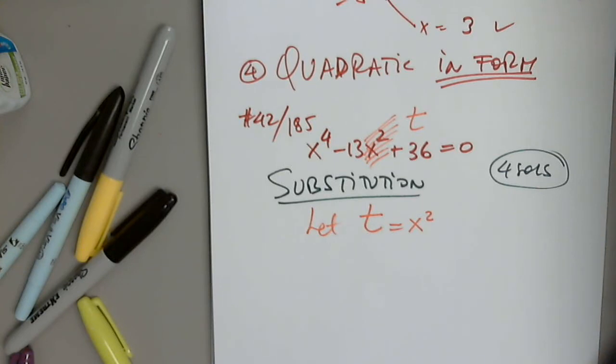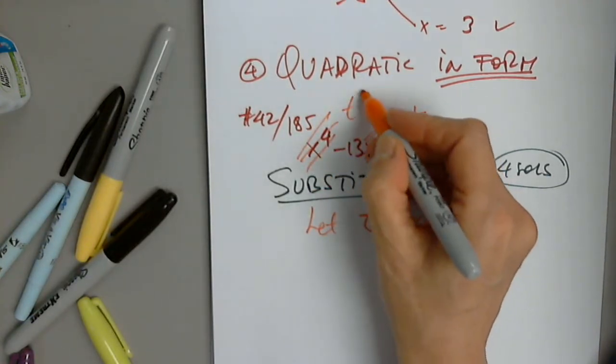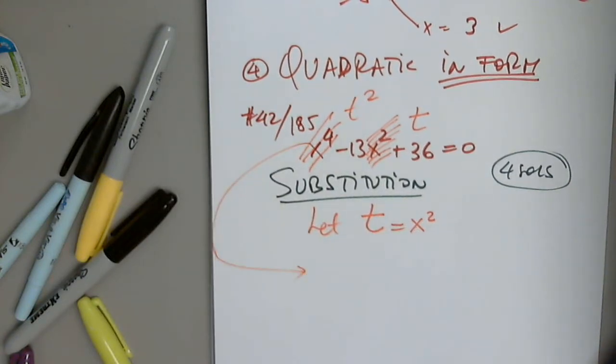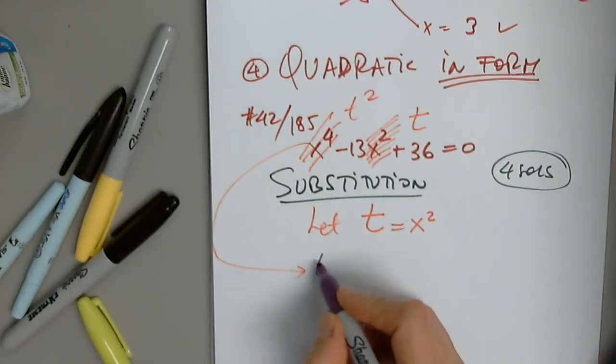If t is x squared, is t squared x to the 4th? It is. Do you all see it? So that's why I will replace this by t squared. I'm sorry, I meant t squared, of course. So then what is the new equation that I have to solve? Can anyone dictate? T squared.